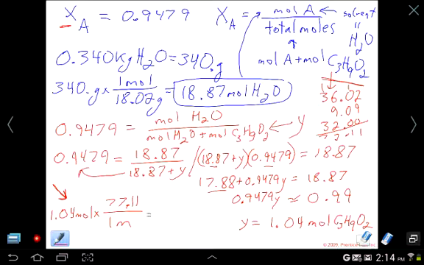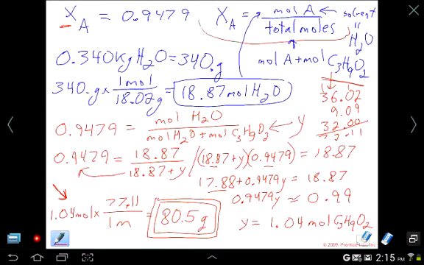So we're going to be very close to about 78 here, or actually 80 to be exact. So 80.5 grams. And here it is. We'll have to add 80.5 grams to 340 grams of water to lower the vapor pressure of water by 2.88 torr. Pretty extensive problem, but you can see how we've applied the original definition, and then the mole fraction definition to solve for it.